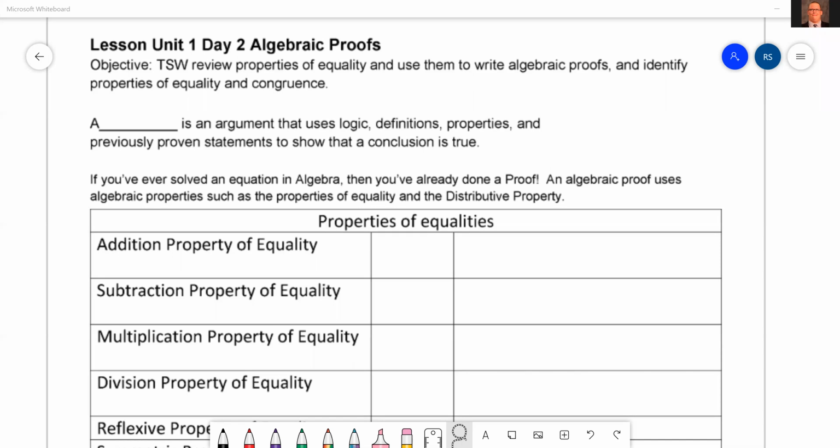What's a proof? A proof is an argument that uses logic, definitions, properties, and previously proven statements to show a conclusion is true. Ooh, that's a lot of technical stuff.